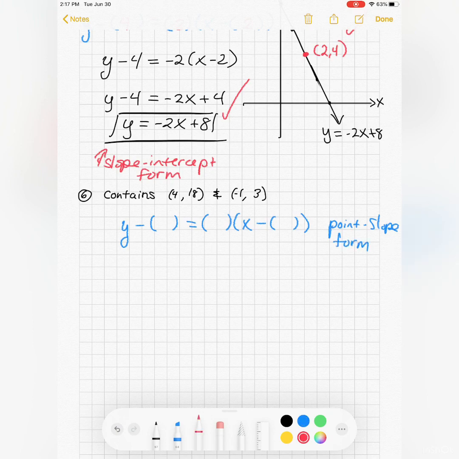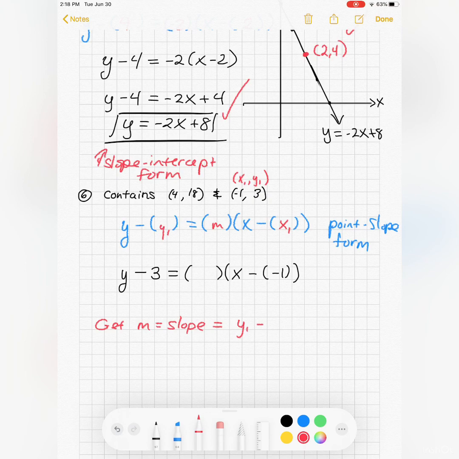So remember, I've got to fill in y1, m, and x1. So I can pick either of these. Like maybe I'll pick this one this time. Doesn't matter which one I pick. So if I use that one, then I'll have y minus, y1 is 3. I need the m still, I don't know that. X1 would be -1, double negative. So I still have to get the m, which is the slope.